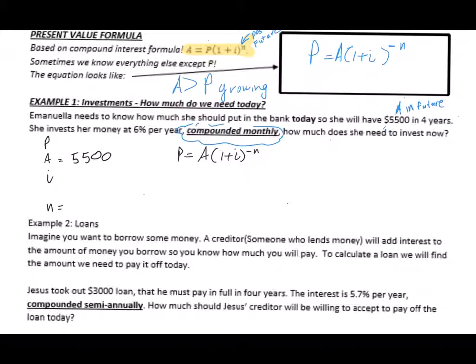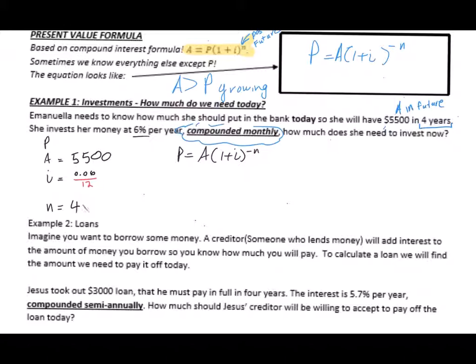Now, let's go and find out what our i value is. Our i value is 6% compounded monthly. So 6%, just move the decimal place over twice. That ends up being 0.06, and we're going to divide by 12 because it's monthly. Now, n is going to equal 4.